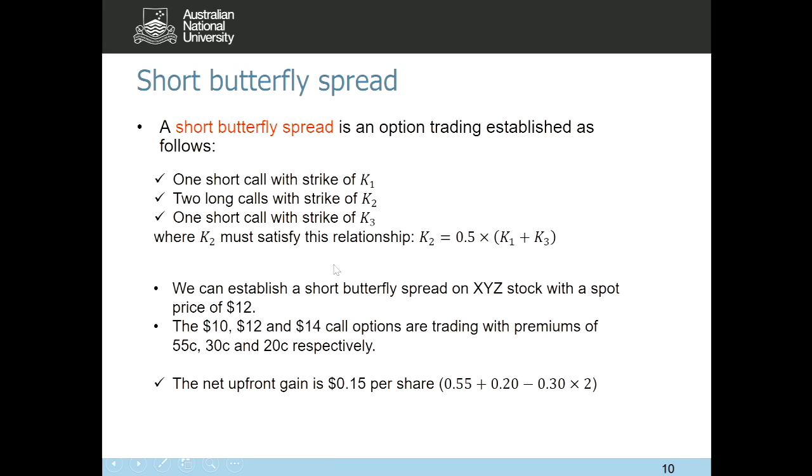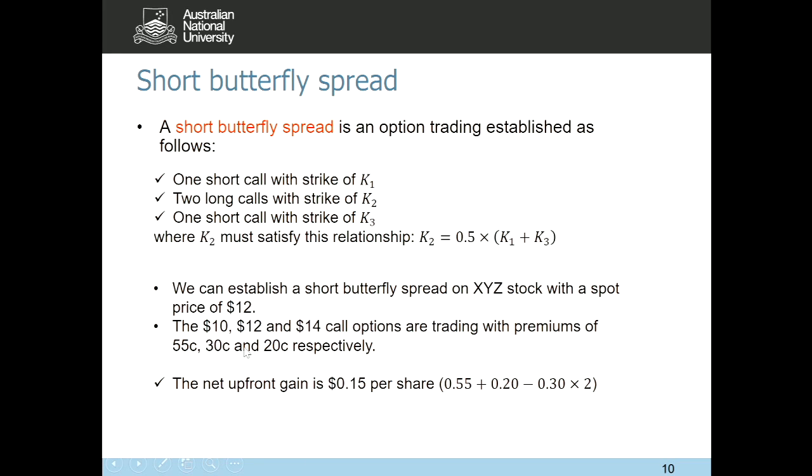And then we're going to short another call option with the higher strike, K3. So we're going to short a call option with a strike price of 14. Shorting this call also means we receive premium. We're going to receive 20 cents. Then we're going to long two calls. We're going to buy two call options with a strike price of 12. The way I get 12 is 10 plus 14 divided by 2. So 12 is right in the middle of 10 and 14.